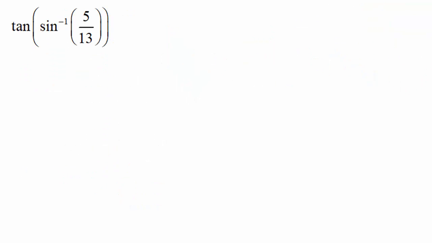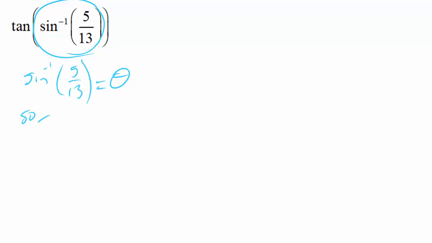We're asked to simplify tangent of the inverse sine of 5 over 13. We're not going to get too bogged down in the nuances of what's going on here. We're just going to focus on taking care of what's inside the parentheses first, that inverse sine of 5 over 13. Now remember that that's going to give us an angle, which we'll call theta, which also means that the sine of theta is going to equal 5 over 13.